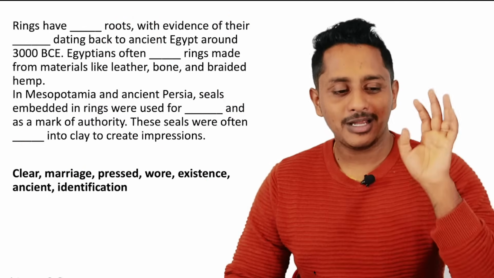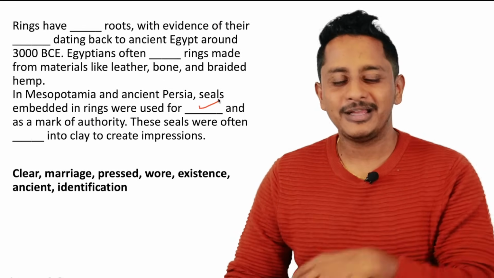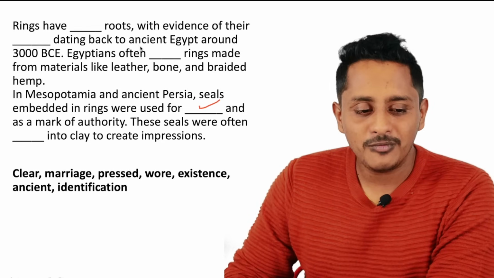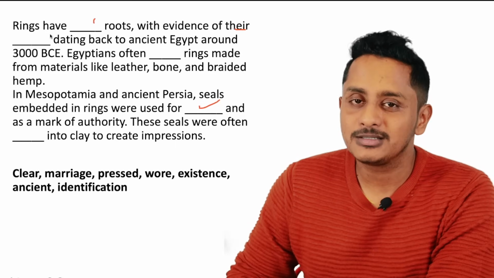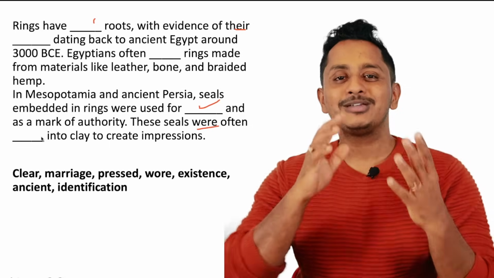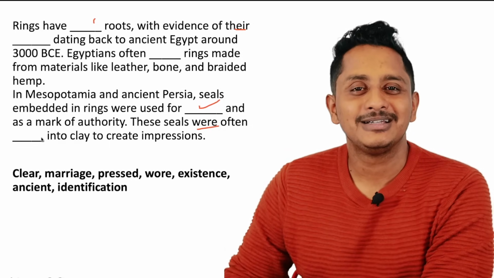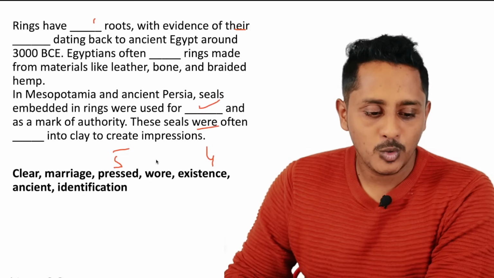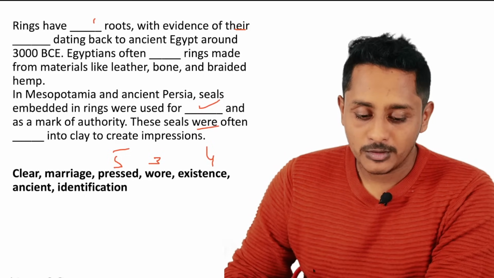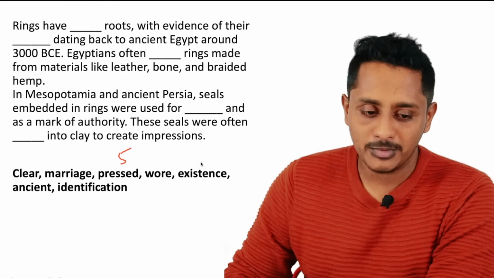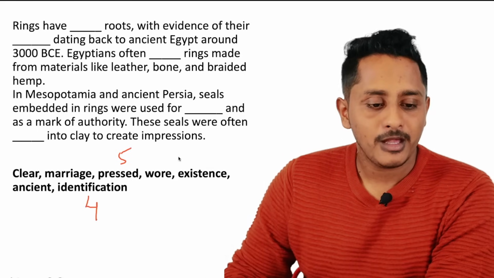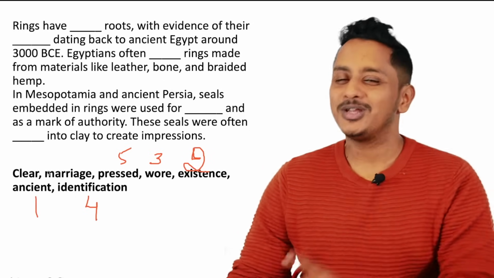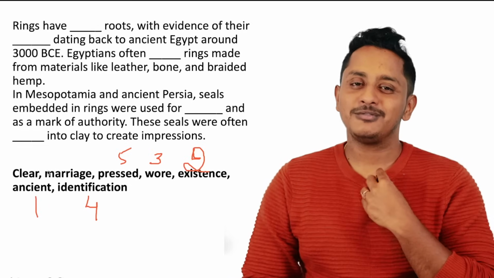So what I'm telling you is there are cases here where grammar is not helping you to a very good extent. You need to get the context, but rest of it is all grammar helping me. "Often" here, ancient roots, their existence, where is their "pressed"? So it's a mixture of grammar and the context. That's exactly what I would like to tell you. So by the way, the answers: one is ancient, two is existence, three is wore, four is used for identification, and five is pressed.